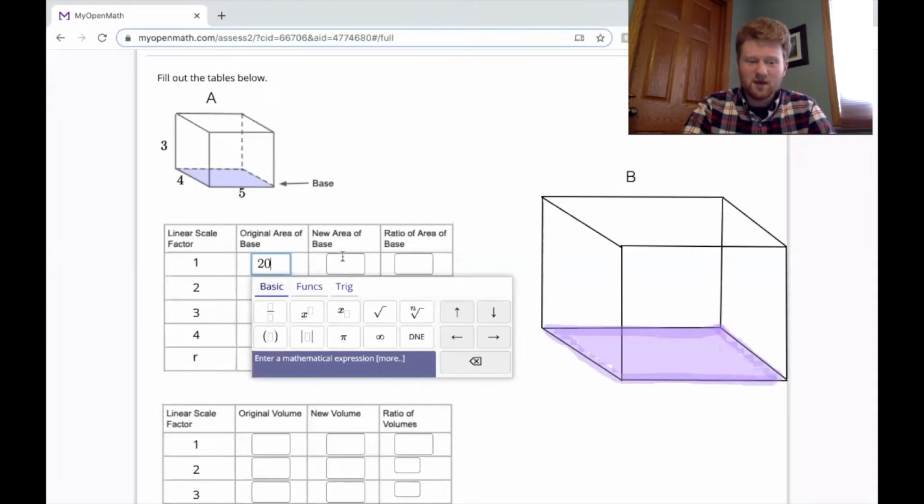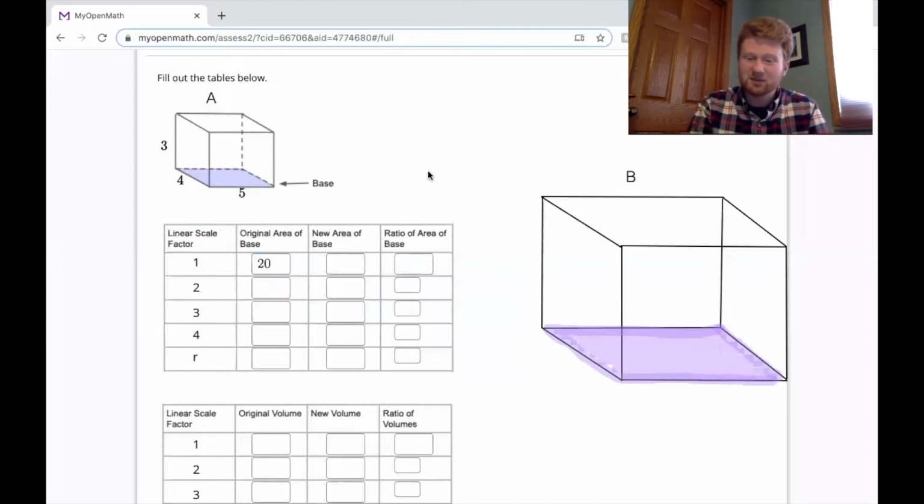But then it's saying, what if we had a similar prism where we scaled every dimension by a factor of this number right here? Well, for this first row, that number is simply 1. And so our new prism will be the length times 1, which is 5 times 1, which is still 5. The width times 1 is still 4. The height times 1 is still 3. So this is kind of our base case to look at what the pattern is as we increase that scale factor. But it's important to have as a base case.